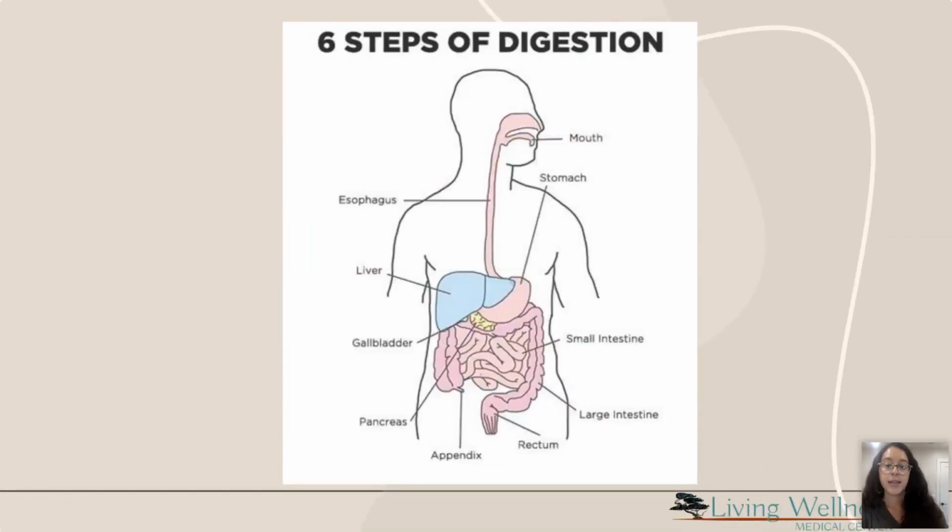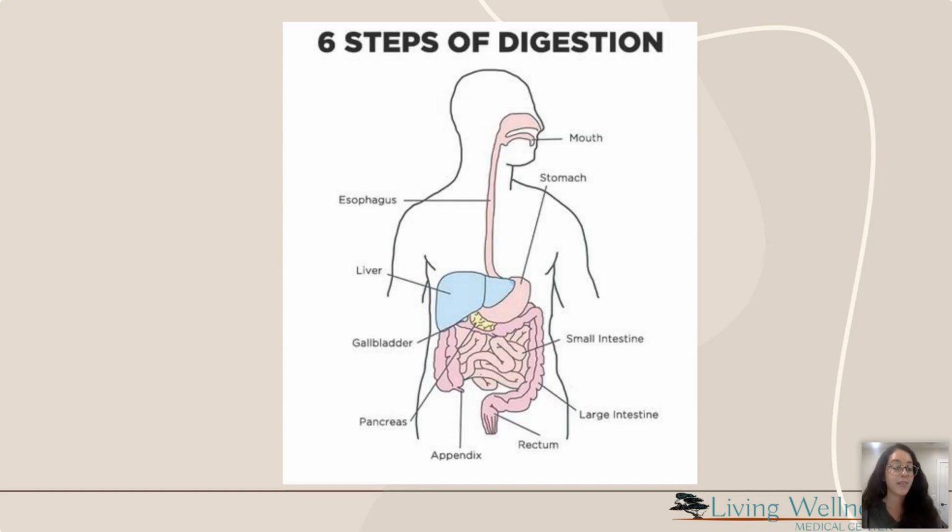Next, I wanted to quickly overview all the steps of digestion. Digestion starts in the mouth. We have enzymes that are secreted when we're thinking about food, when we're preparing food, that gets our body ready and primed. So it's really good to eat mindfully, really chew your food, think about the textures of the food that you're eating and how it feels in your mouth to really secrete those enzymes.